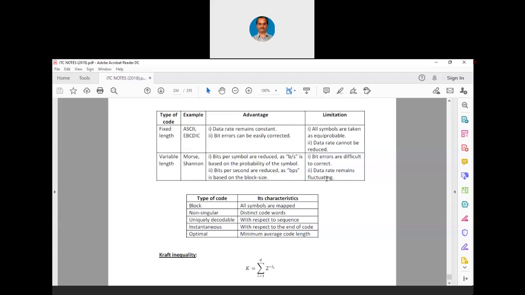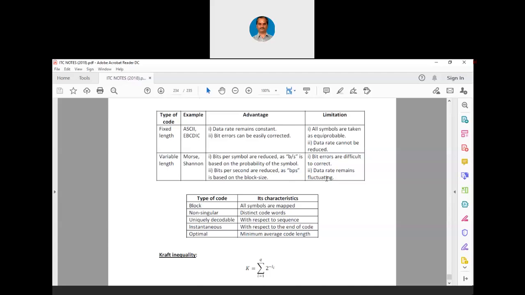Now, the limitation of variable length coding is that bit errors are difficult to correct because they will have variable length. As they have variable length, you have to recall what measures we had taken in module 4 and module 5 to correct the bit errors. We used to have syndrome calculations, and using the parity check matrix, we used to correct the errors at the receiver. And we used to have cyclic codes in module 5, linear block codes in module 4. So those are all difficult processes which have to be utilized at the receiver.